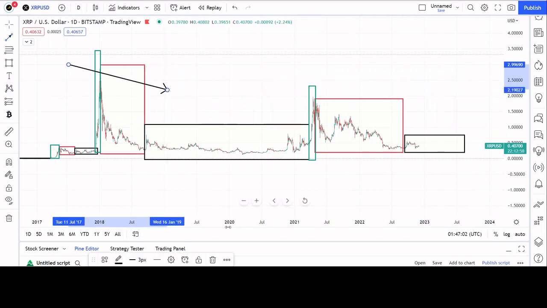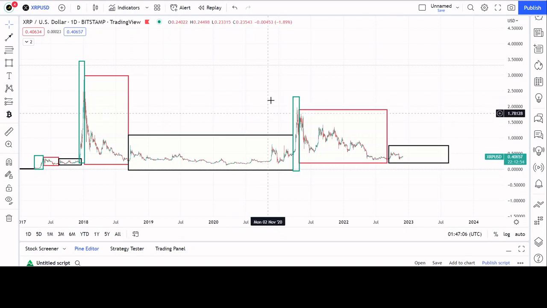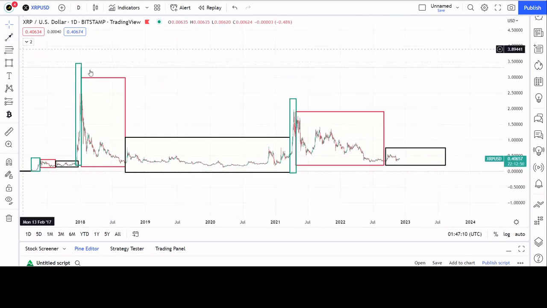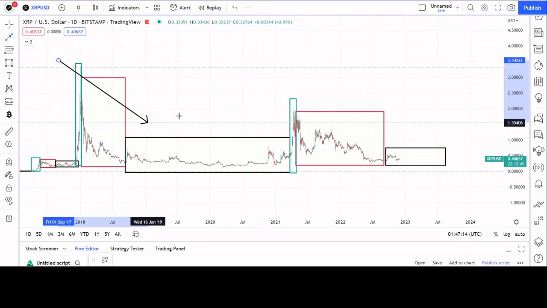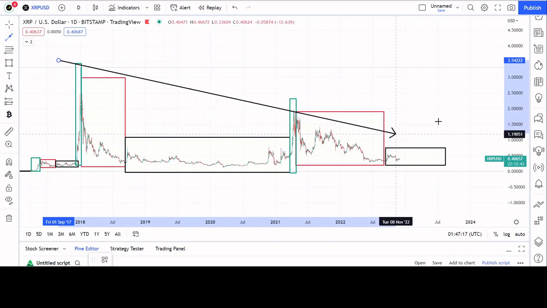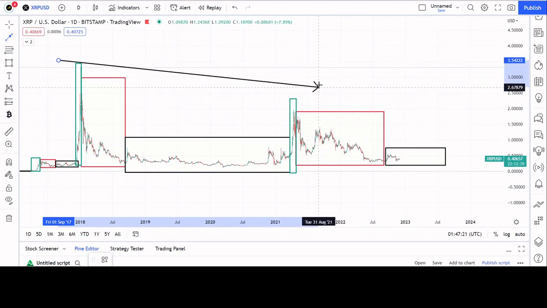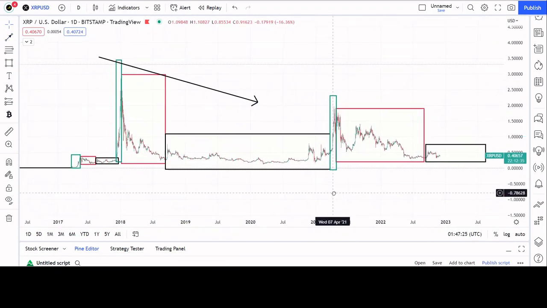So everyone's always wondering, how high will XRP go? Will XRP go to $10,000? I don't know. But what I do know is if it does, this is going to be the path that it goes to get there. It's going to continue to do the same structure over and over again, continuing to make higher highs over time, and that is how it would get to an amazing number.